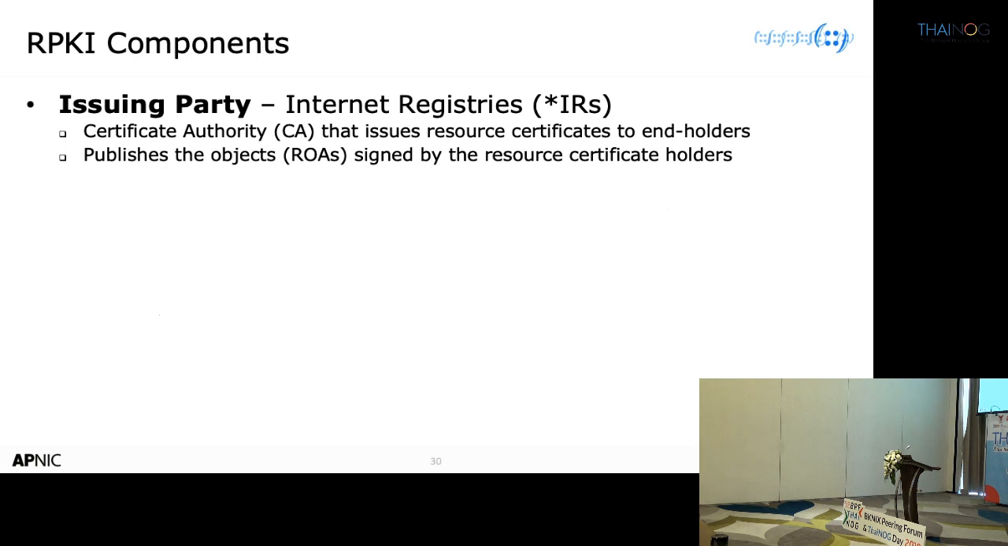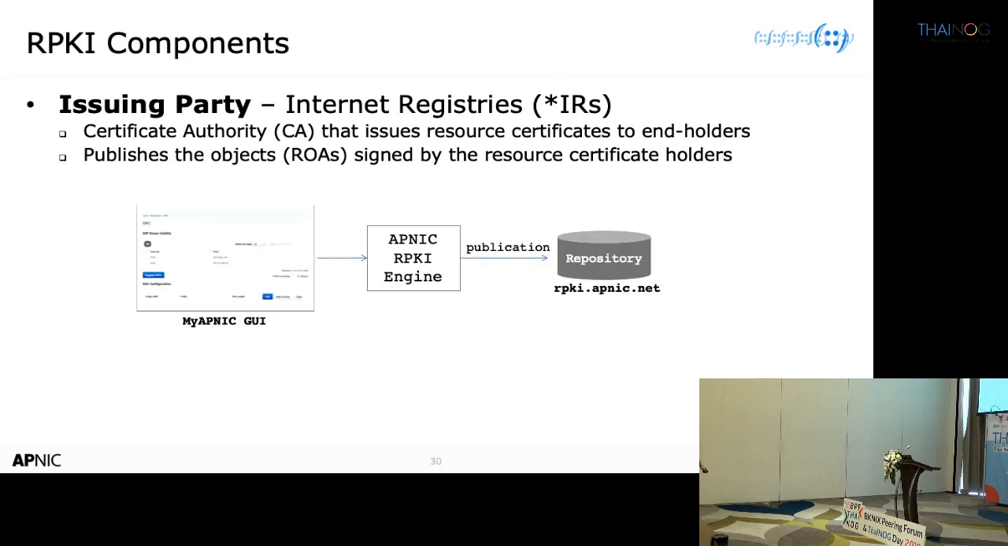Please remember that the difference between a regular PKI and resource PKI is that every certificate that gets issued actually has certificate authority capability built into it. It's whether you want to use it or not. Right? So if you're in the APNIC region, you go to your My APNIC portal, type in your credentials, and create ROAs of your resources, your prefixes, and the issuing party, APNIC, will then push these ROAs to a publication repository, right?